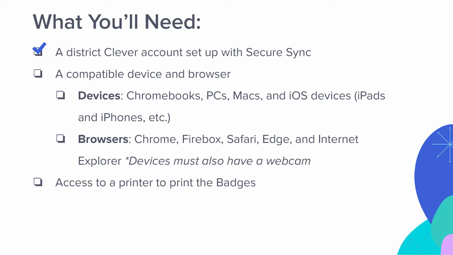Once you're set up in Clever, you'll need a compatible device and/or browser. Badges work with Chromebooks, PCs, Macs, and iOS devices, such as iPads and iPhones. Devices must also have a webcam. If you're on a Mac or PC, badges work with Chrome, Firefox, Safari, Edge, and Internet Explorer, version 2013 or later. You'll also need access to a printer to print the badges.